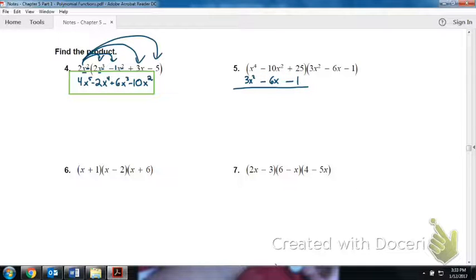So negative 1 times 25 is negative 25. Negative 1 times negative 10x is positive 10x squared. Negative 1 times negative x to the 4th is negative x to the 4th.